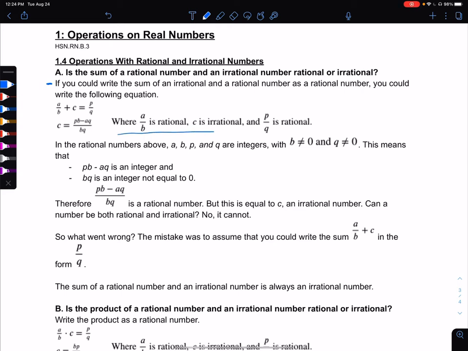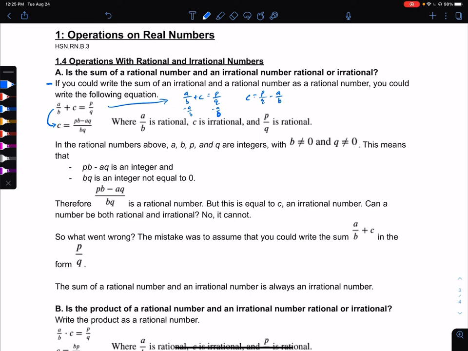So right here, they state A over B is rational, right? It's written as a fraction. C is irrational, and P over Q is rational. What they're doing next, and they're skipping some steps here, is converting this to isolate C. Just bear with me here, they're subtracting A over B from each side. So they get C is equal to P over Q minus A over B.